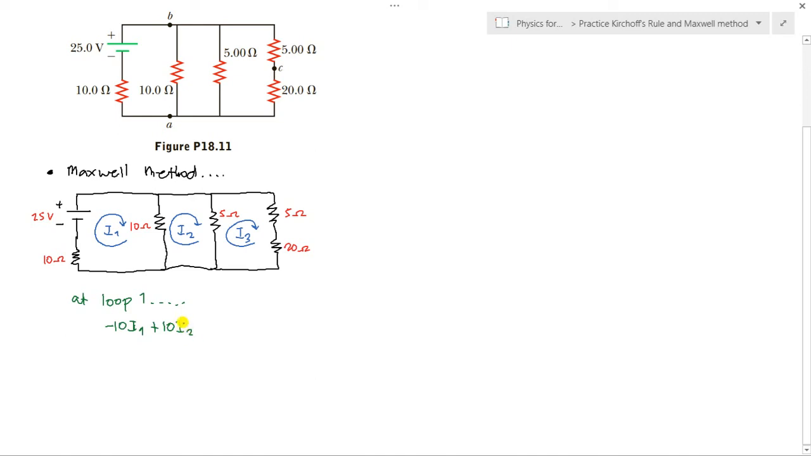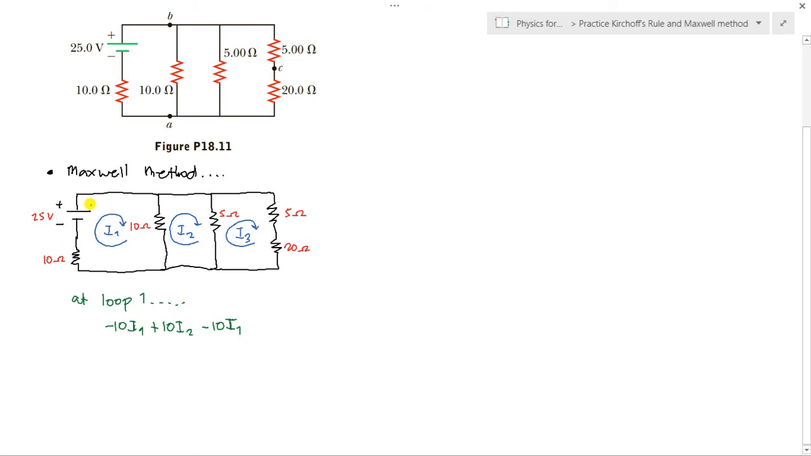Okay? Then what else is in loop 1? There is another 10 ohm resistor here. So as I1 passes, the voltage drop is minus 10 I1. No other current interacts with it, so it remains as it is. Next, there is the battery. Based on our assumed direction, the current travels through the battery from the negative terminal to the positive.